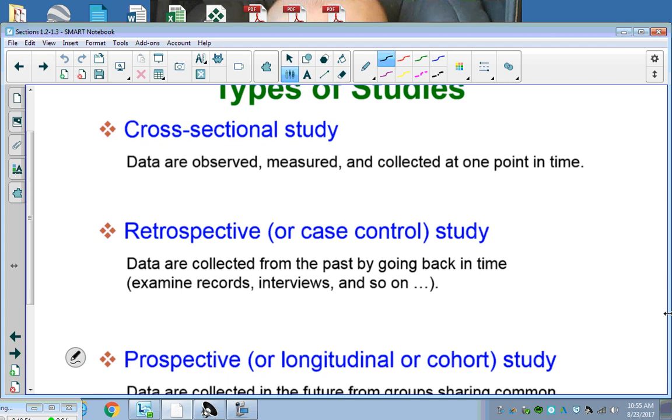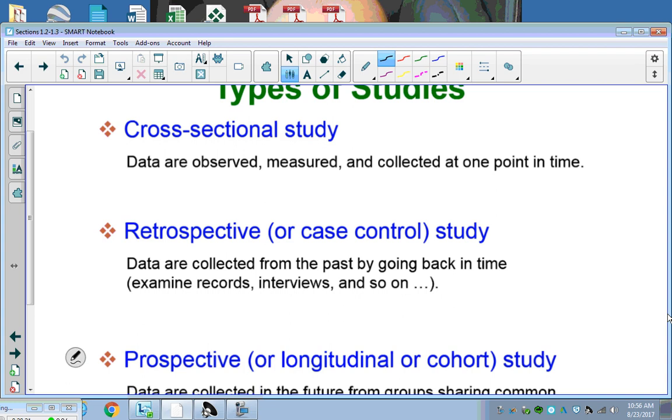Okay, types of studies. I know this is the boring part. Sorry, because it's all the vocab. Cross-sectional study. This is going to happen when I'm trying to measure change over time. Cross-sectional study: data observed at one point in time.